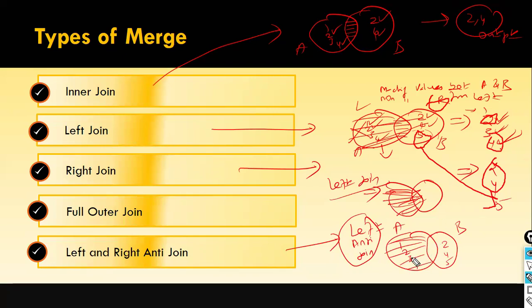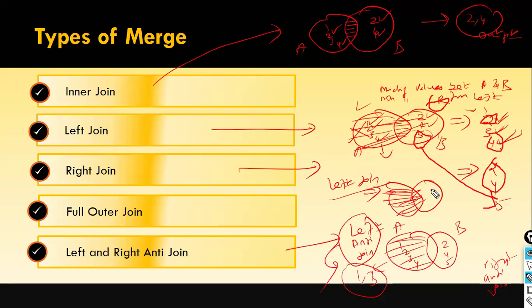So that means all the values from the left side, but there should not be any common values between the two data sets. The common values 2, 4 will get excluded. We are left with 1, 3 only, right? That is in the case of left anti-join. Now you tell me what is the right anti-join. What is the output in the case of right anti-join?